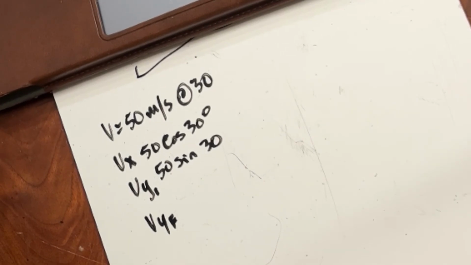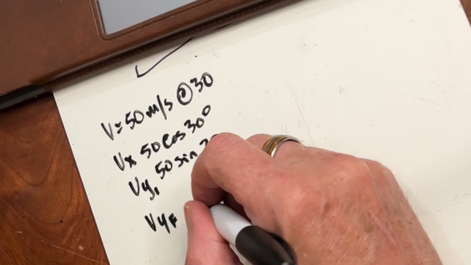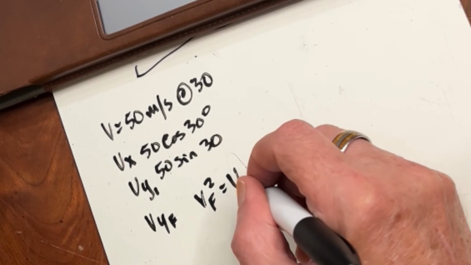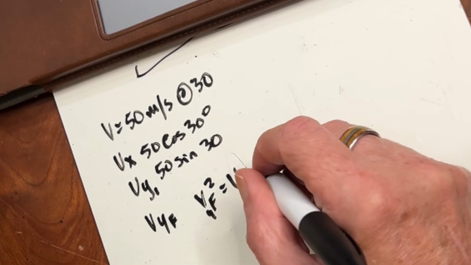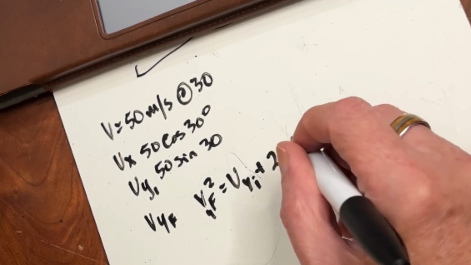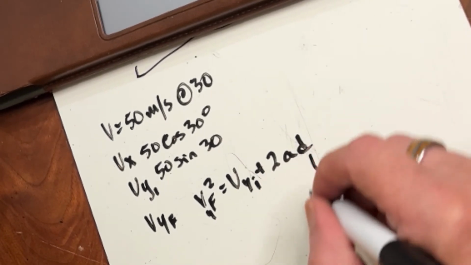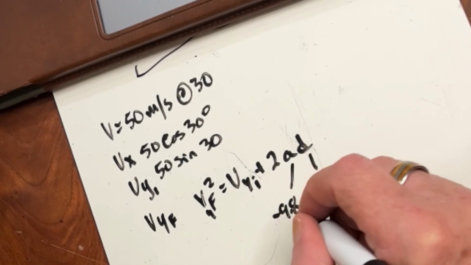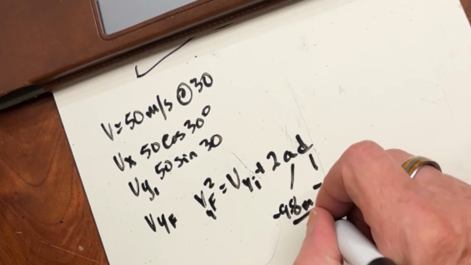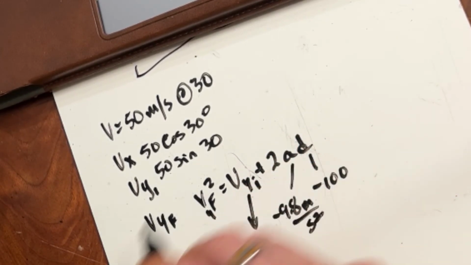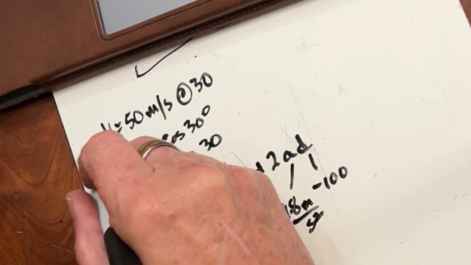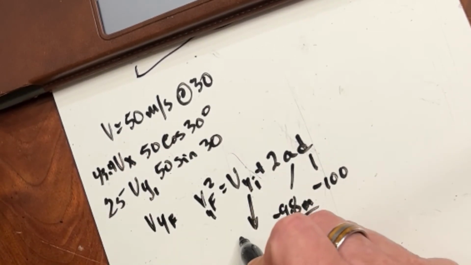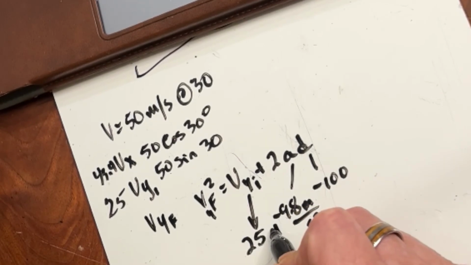Now, what is Vy final? Well, Vy final squared equals Vy initial squared plus 2AD. D is negative 100, A is negative 9.8 meters per second squared, and Vy initial is what? Well, Vx is 43.4, and this is 25. So Vy initial is 25.